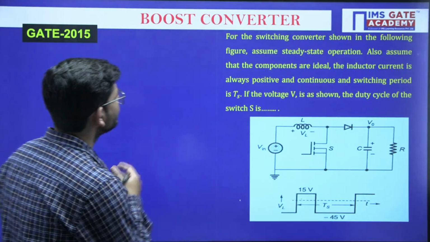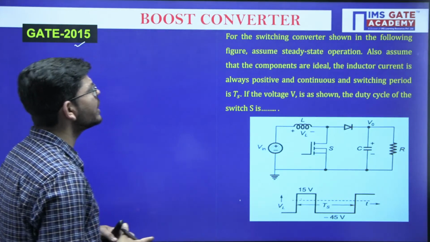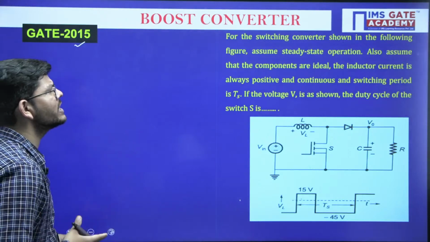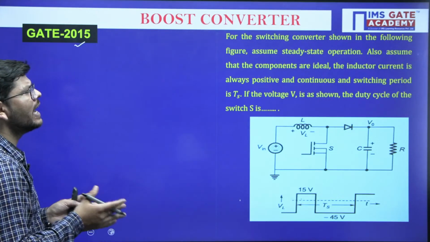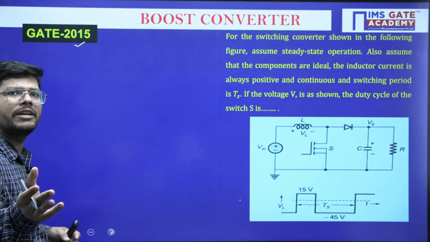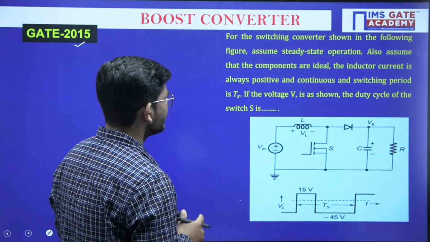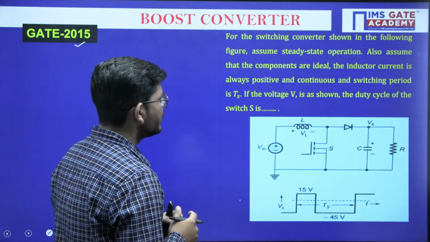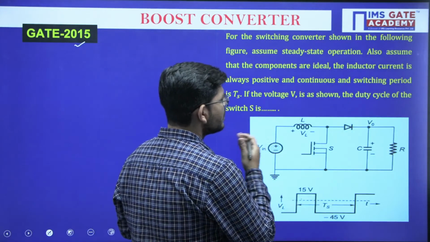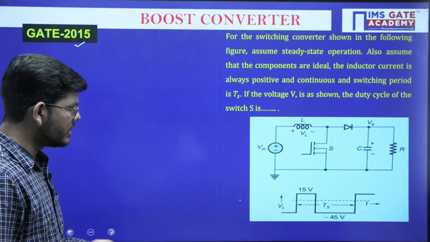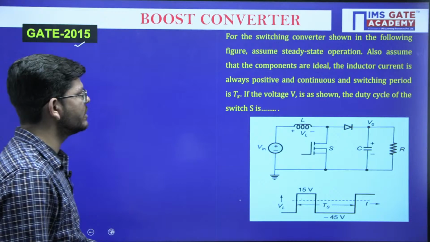So what has been said in this question? This was a part of GATE 2015. For the switching converter shown in the figure below, assume steady state operation. Also assume that the components are ideal and the inductor current is always positive, means it is continuous, and the switching period is Ts. If the voltage is V, the duty cycle of the switch will be? So this is the converter given to us, and this is the boost converter that we have.